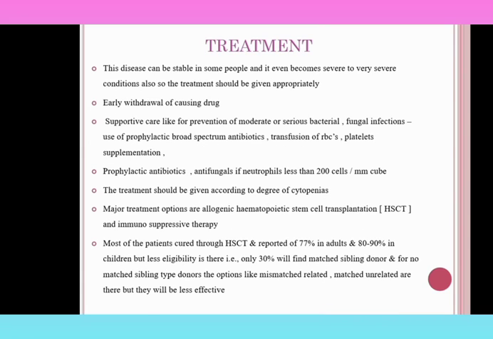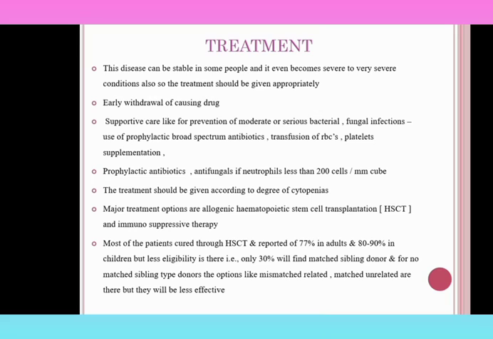Now coming to the treatment. This disease can be stable in some people, and it can also become severe to very severe. Stable people can be managed, but if it is in a severe or very severe condition, then treatment should be given appropriately. The first treatment is early withdrawal of the causative drug. By early withdrawal of the causing drug, the drug-induced reactions will be decreased to some extent.